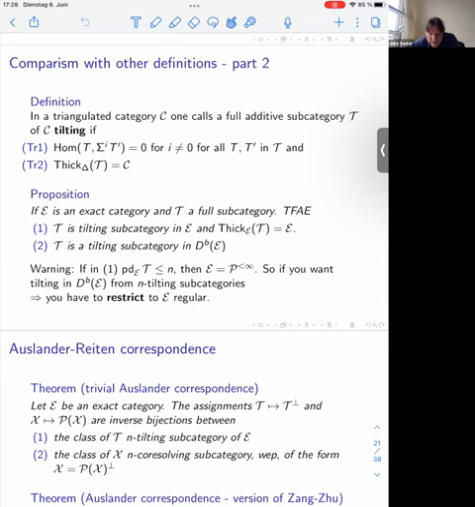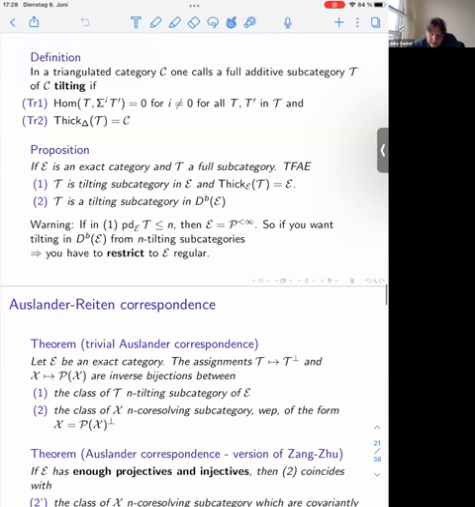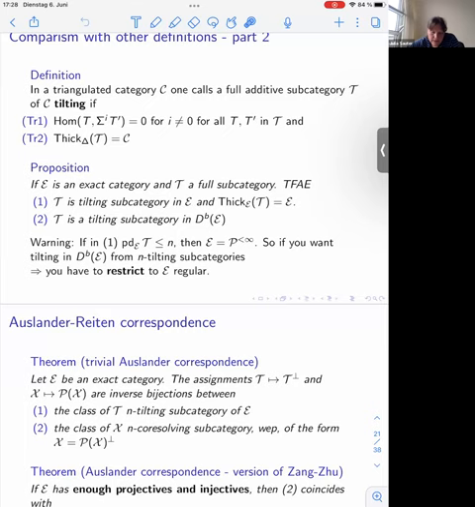This is related to the notion of tilting that I introduced in the following sense. T is tilting in E if and only if T is tilting in E and fulfills this condition, that the thick subcategory generates E, which is equivalent to T being tilting in D^b(E). But now notice this condition is very strong. If projective dimension is smaller than N, then we know that the thick subcategory of T is P smaller infinity. So this equality means E is equal to P smaller infinity.